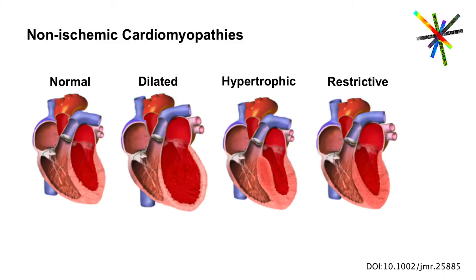Non-ischemic cardiomyopathies are a growing problem and are difficult to diagnose until they have already progressed too far to actually treat. Here you see a normal heart on the left in comparison with the heart that's dilated, hypertrophic, or restrictive. This last, restrictive cardiomyopathy, is often defined with other causes, such as amyloidosis, myocarditis, iron overload, or Fabry disease.